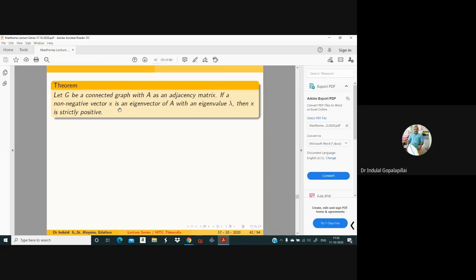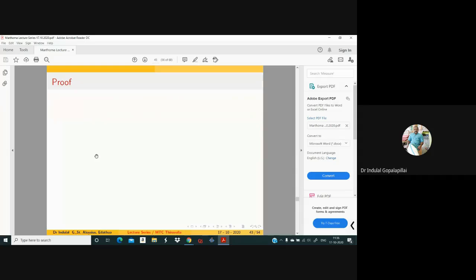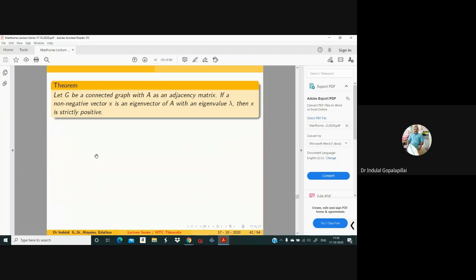Let G be a connected graph with A as its adjacency matrix. If a non-negative vector X is an eigenvector of A, what do we mean by a non-negative vector? No entry is negative, so all entries are greater than or equal to 0. If a non-negative vector X is an eigenvector with eigenvalue lambda, then X is strictly positive.